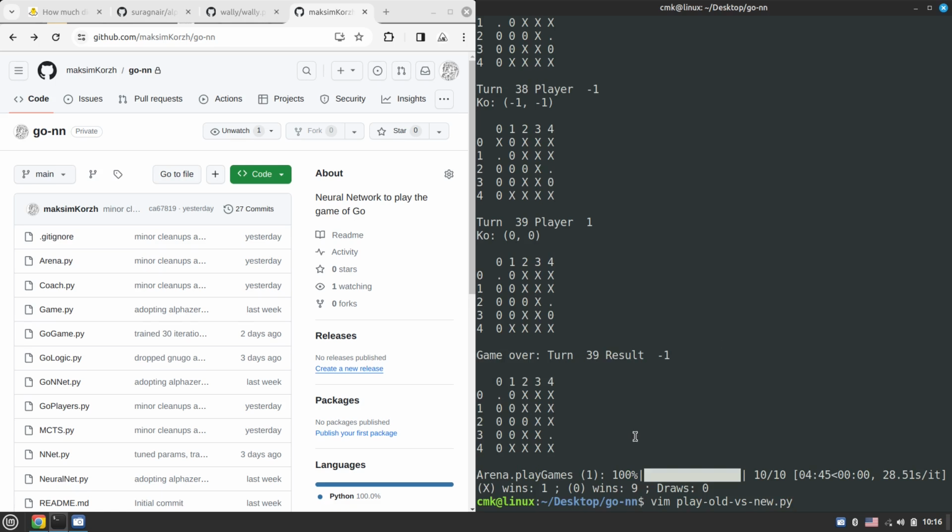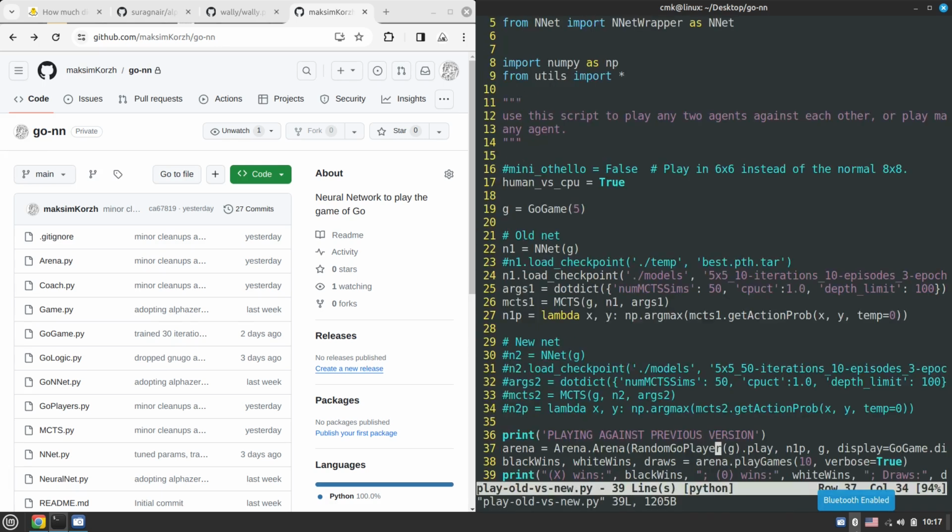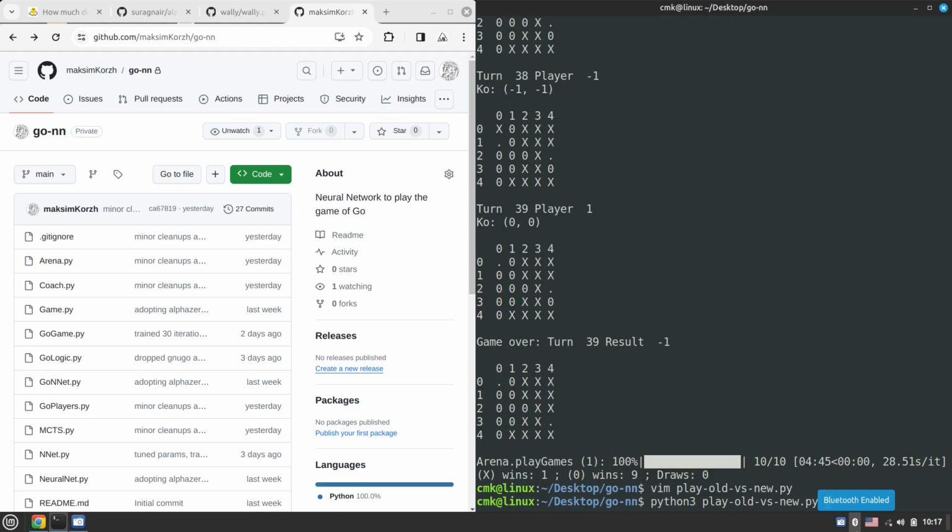Okay, so the neural network won 9 games, lost 1 game. Yeah, it actually lost 2, I think, so maybe there is something wrong with the counter. Okay, and no draws. Now let's try to swap the players, and we will have the neural network playing as black. And let's have a look.